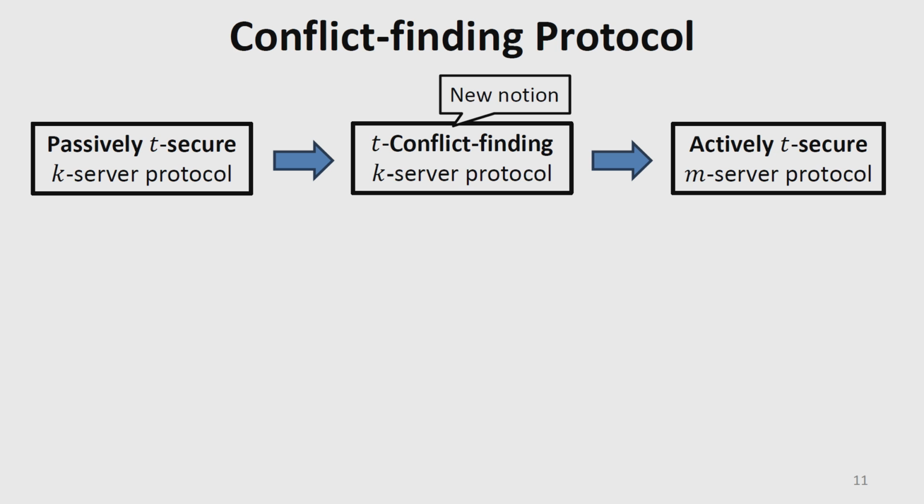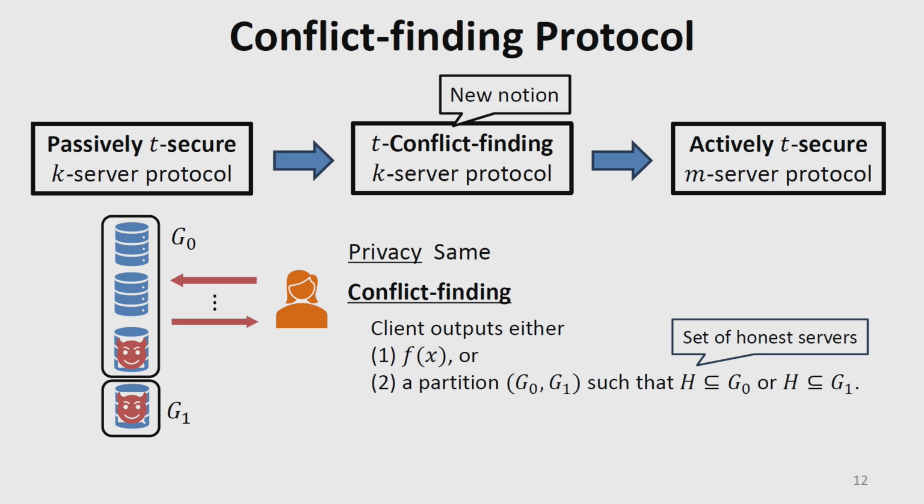Our first compiler transforms a passively secure K-server protocol into an intermediate protocol, which we refer to as a conflict-finding K-server protocol. And then we construct an actively secure protocol based on this conflict-finding protocol. So what is the conflict-finding protocol? The privacy requirement is the same. That is, the corrupted servers learn no information on the client's query.